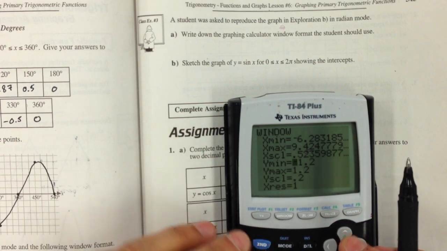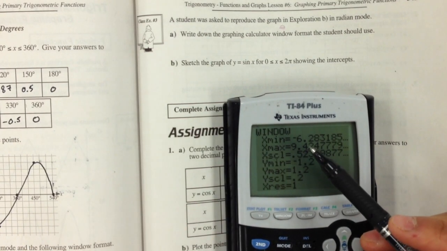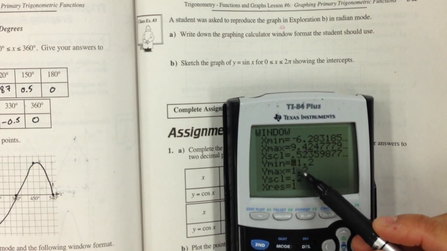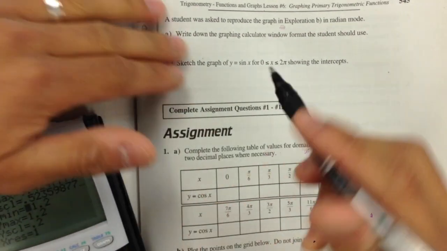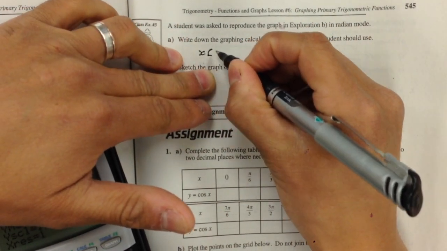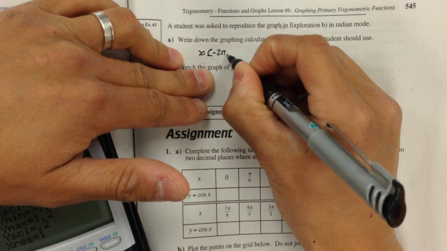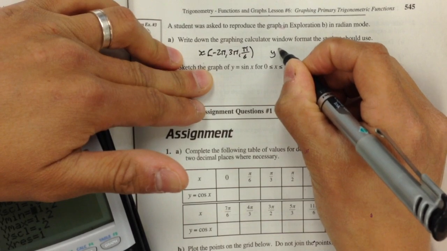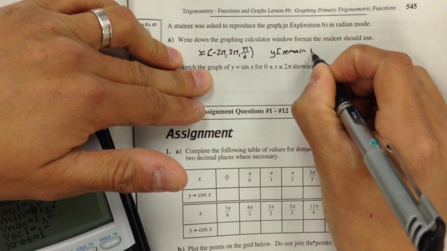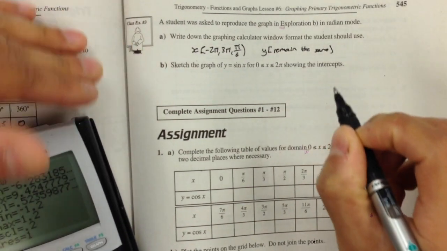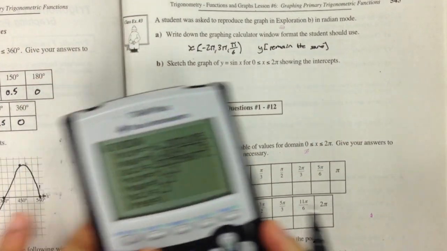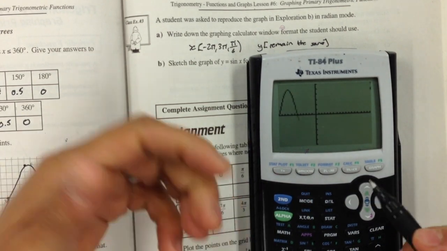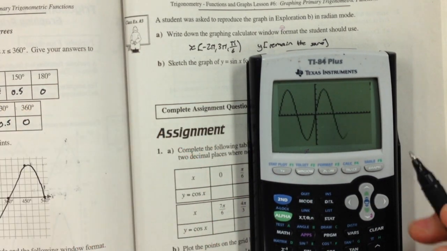And because our y-axis was just a unit of 1, then we can just leave our window settings like this. But my x windows would be negative 2 pi, 3 pi, and pi over 6. And the y window would remain the same as in degrees. And in order to graph this, it would have to be in radians, and then we graph, and we actually get the exact same graph, y equals sine x.